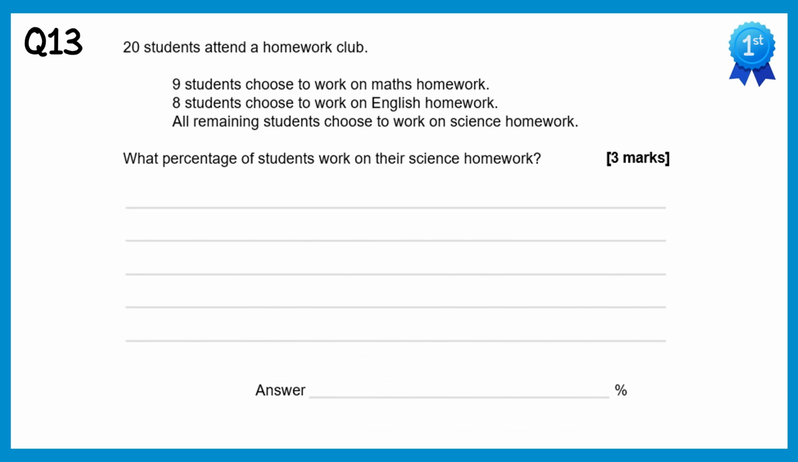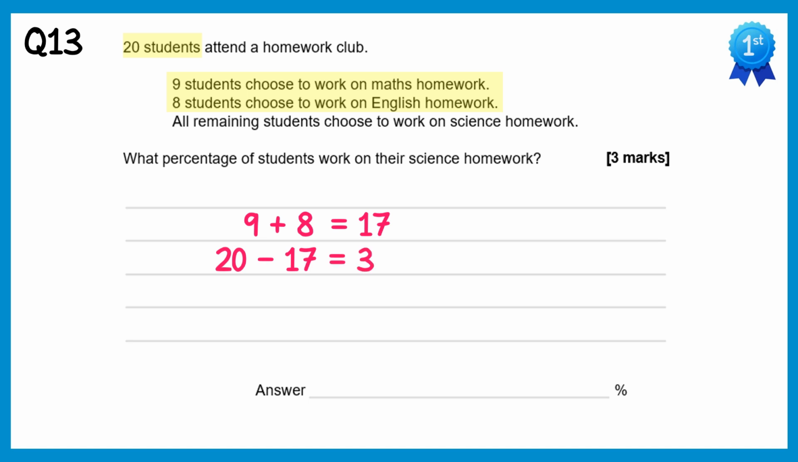In this question, we've got 9 students and 8 students that choose to do maths and English homework respectively, so that's 9 plus 8, which is 17 students. We need to find out the percentage of students that work on science homework, and that's the remaining amount. There are 20 students in total, so 20 take away 17 gets you 3 students for science.